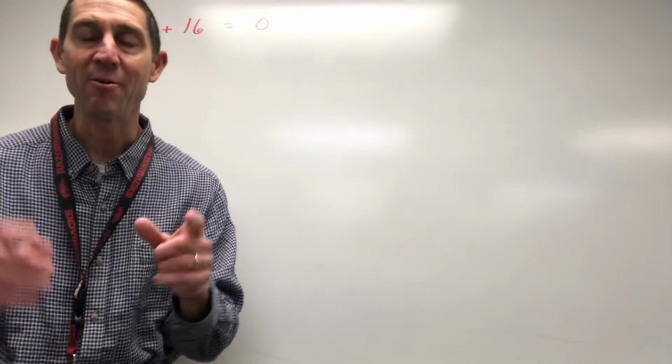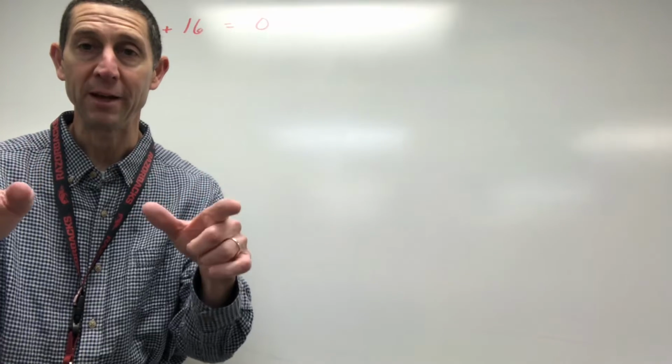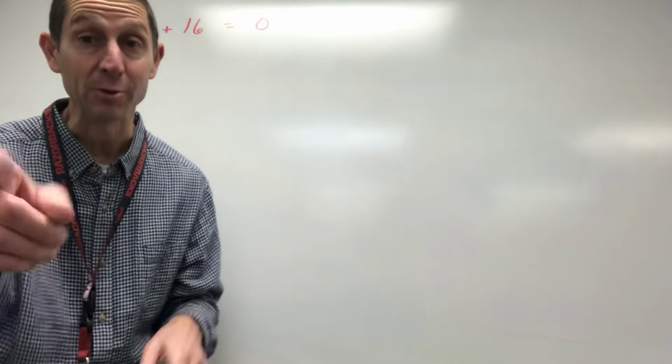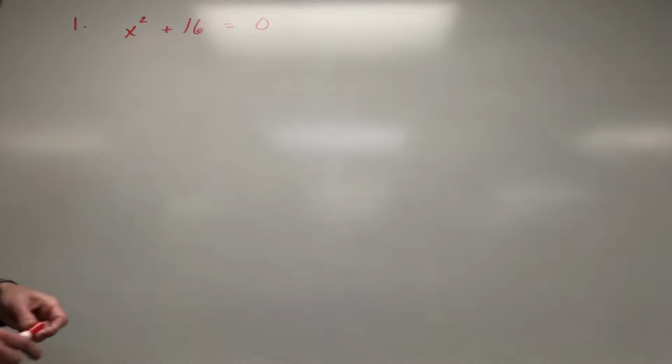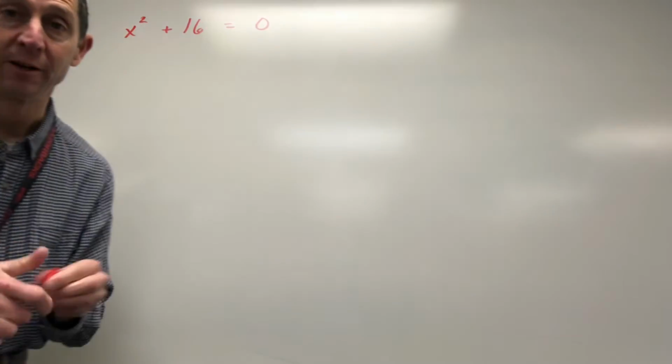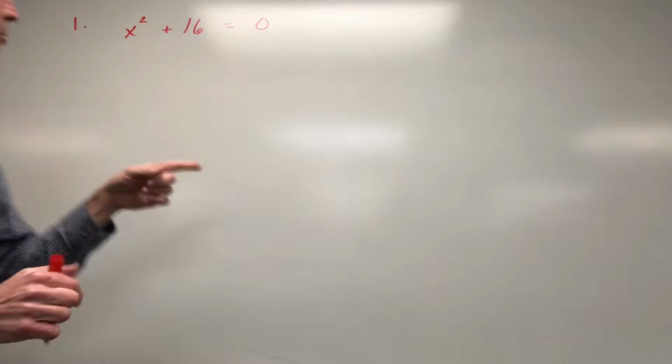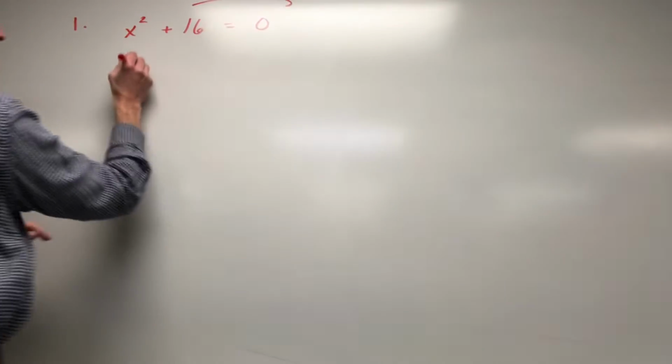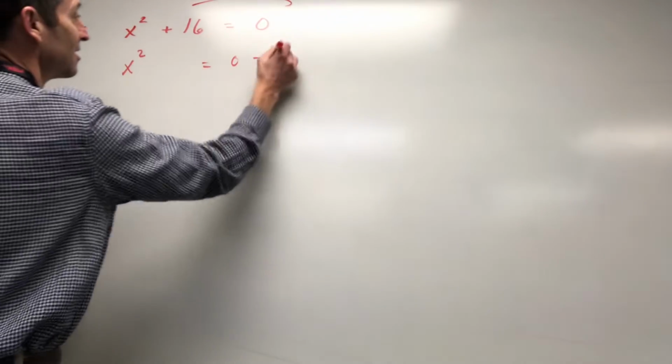All right, class, we've got to solve by what's called the square root method right here, right now. I've got a couple of tricks I've got to show you. First off, whatever's squared, your x is squared, you've got to get him by himself. So that 16 has got to go. So grab the 16, let's get it out of there.